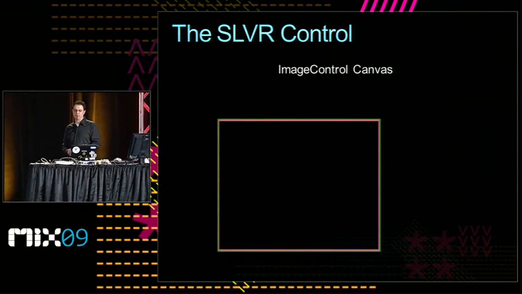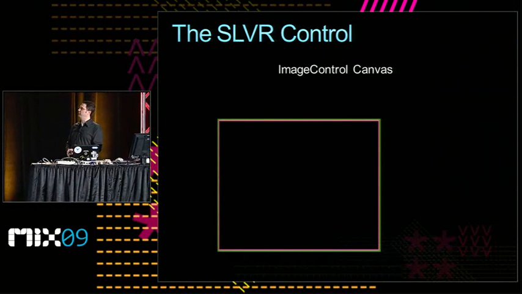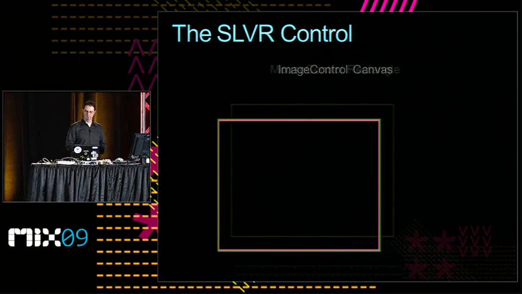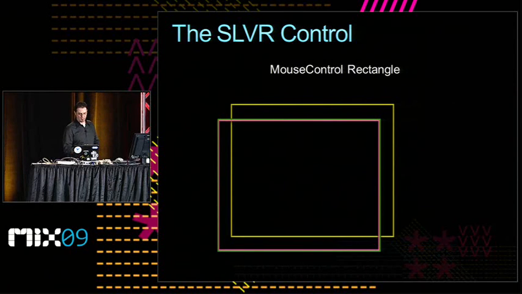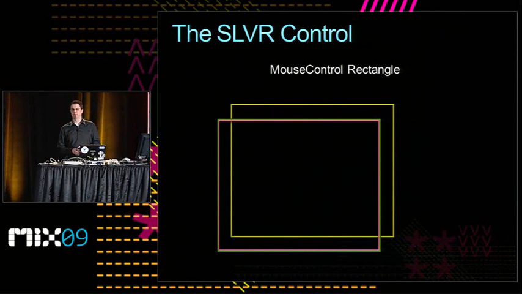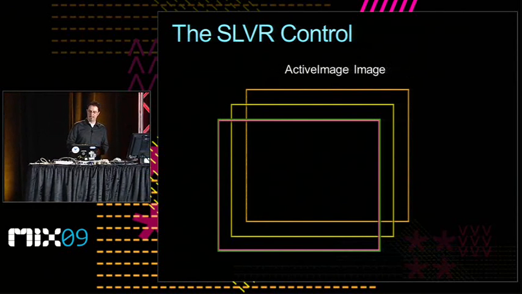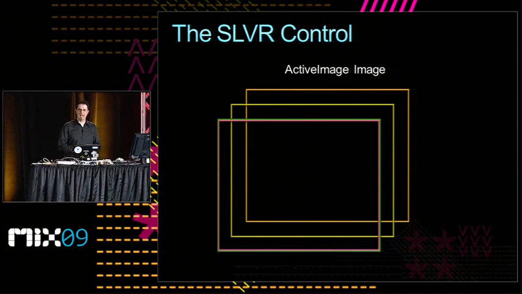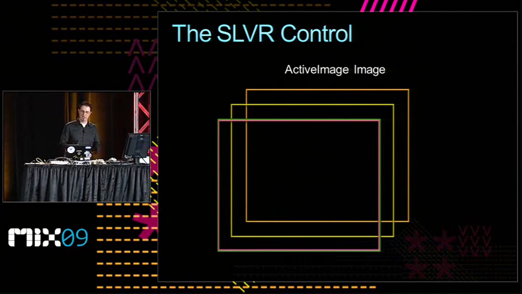The control itself is actually pretty simple. I have a canvas that I call image control that has a clipping path on it. Just like I showed you with the dog animation, the clipping path is intended to clean up anything outside what I want the end user to see. Inside of my image control, I have a rectangle called mouse control that I use to gather input from the end user. And then behind that, I have my image called active image. This is where my giant image sits.